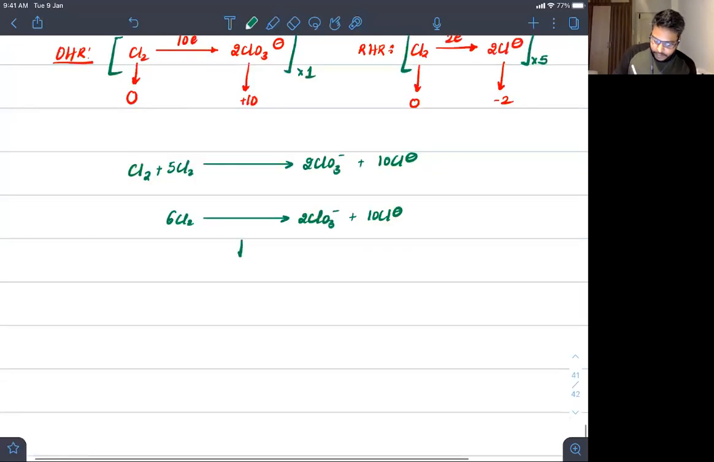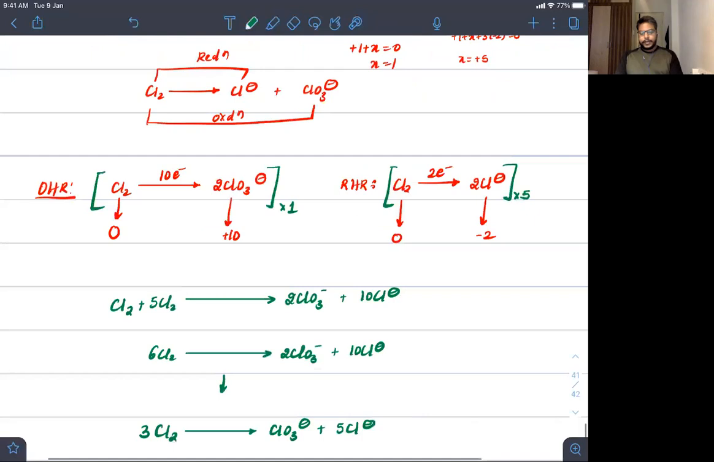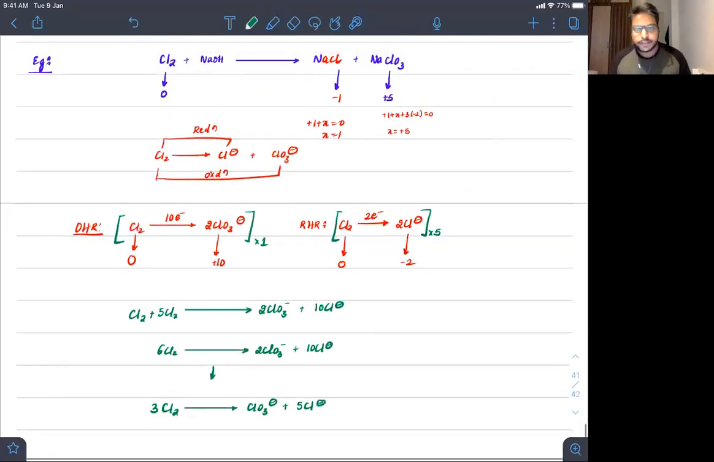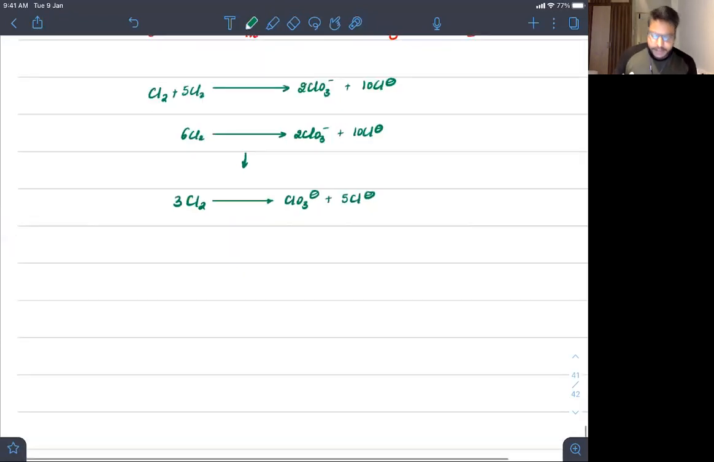Now this can be further balanced by removing one common term here. I can take 2 as common, so I'll get this as 3Cl2 becoming ClO3 minus plus 5Cl minus. Up to this, we have made an ion balanced redox reaction. So electron has been balanced up to this point. After electron balanced redox reaction, now we will take the medium.